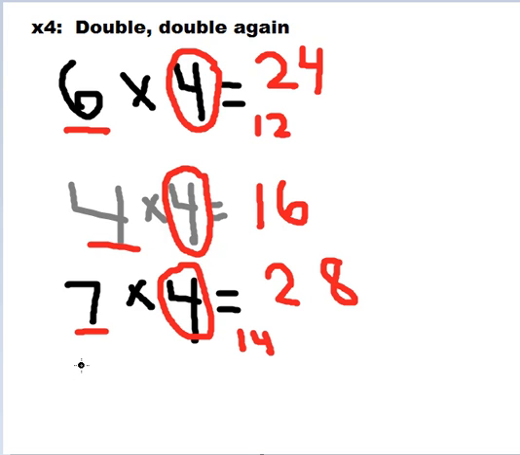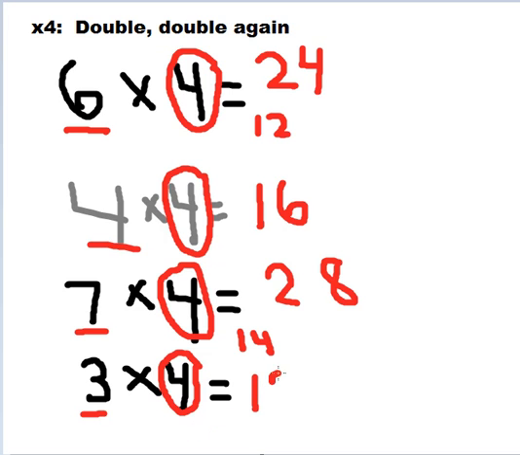All right, let's give you one to try totally on your own. 3 times 4 equals. So we're going to circle the 4, and we're going to underline the 3. And go ahead and give the answer. You should have doubled 3. 3 plus 3 is 6. Double it again. 6 plus 6 is 12. So 3 times 4 is 12.